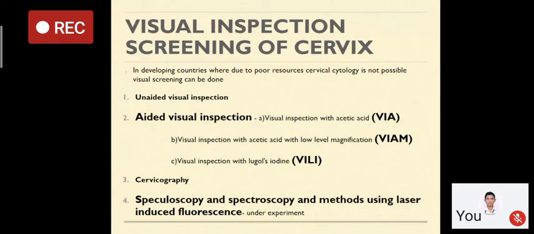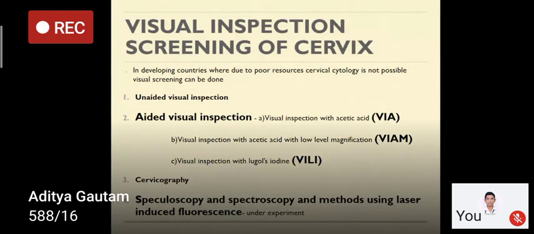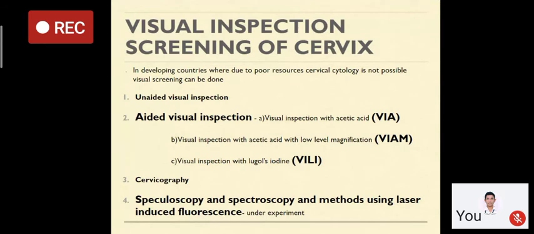Now we have done both the important screening methods. First is LBC and second is pap smear. Then we go on to the next method, which is used in low resource setting. It is visual inspection screening of the cervix. It can be of three types.